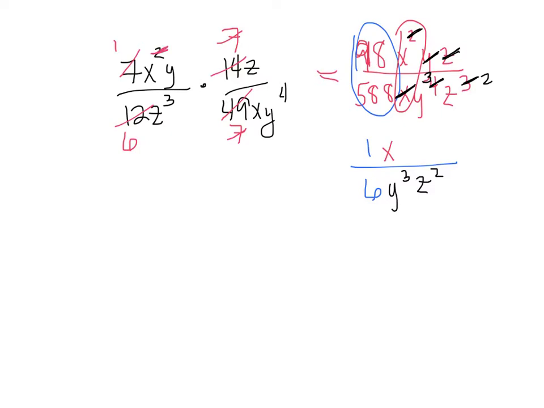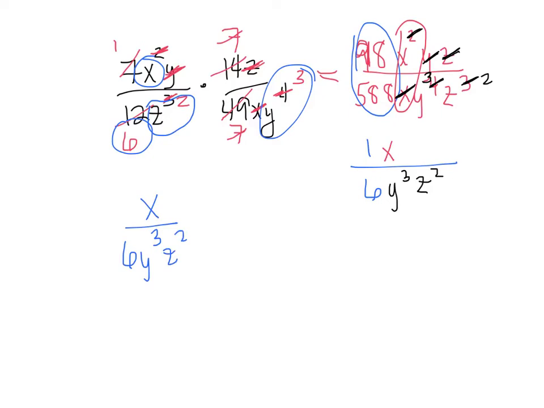And one of my x's here reduces with this x here. And this z reduces with one of the z's there. And this y reduces with one of the y's there. It gets to be a little messy, but if you can figure out what you still have, I have an x and a z squared, and a 6 and a y cubed. And so then on top I had an x, on bottom I have a 6y cubed z squared. So either way, pick a way that makes sense to you and do it that way.